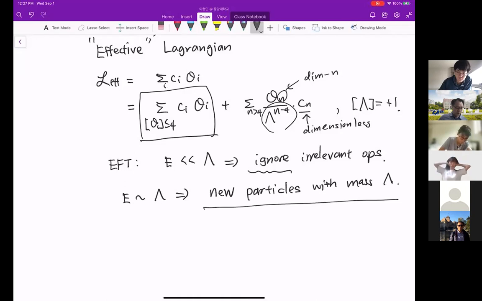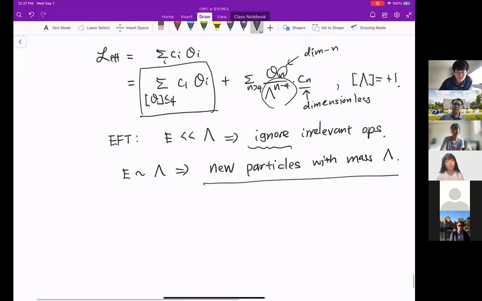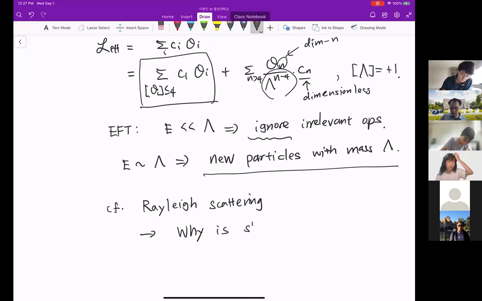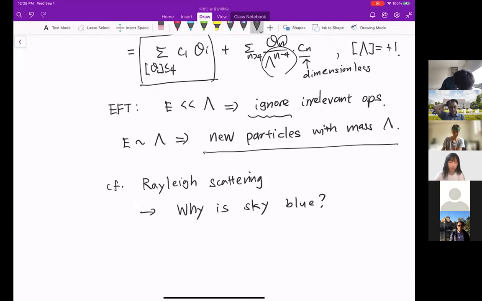Okay, I think I have some small discussion about the application of this EFT description, but I will discuss it later. So today is the first lecture, so let me just comment on Rayleigh scattering. The question is, why is the sky blue? So we'll discuss this question in particle physics. If you don't have particle physics, you don't get this answer properly. And EFT description. So we'll see then.